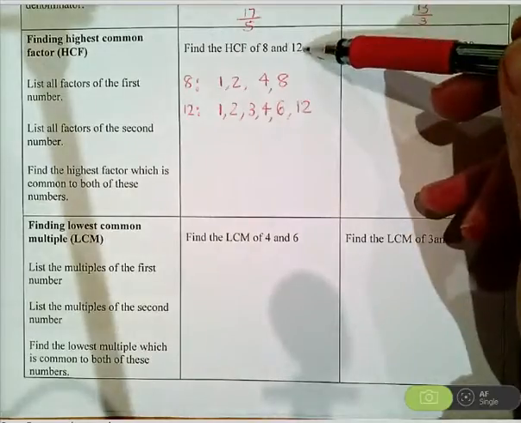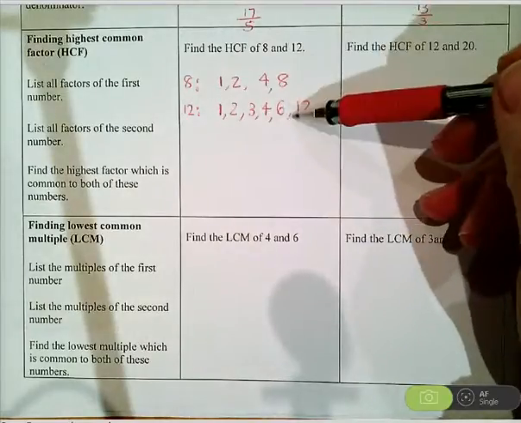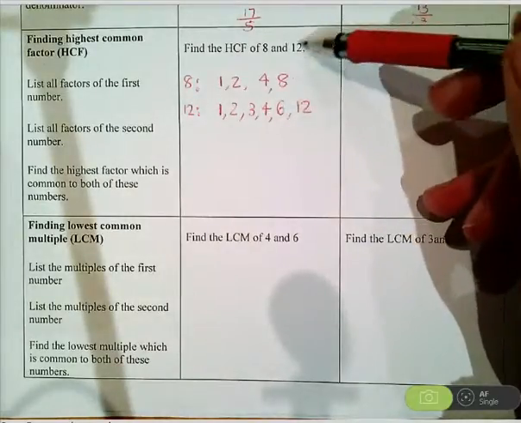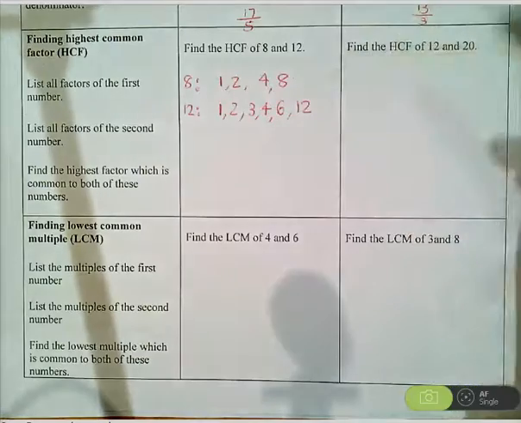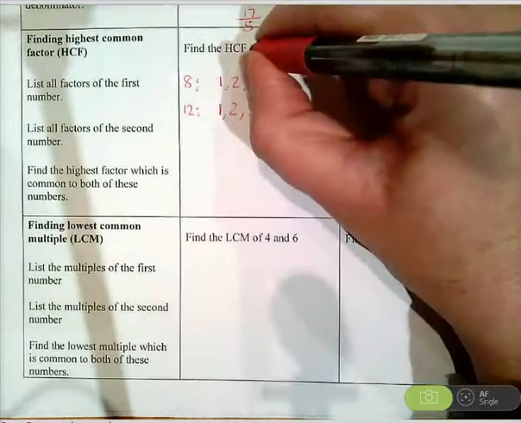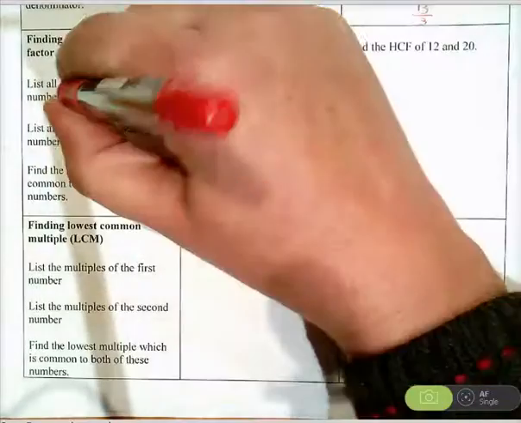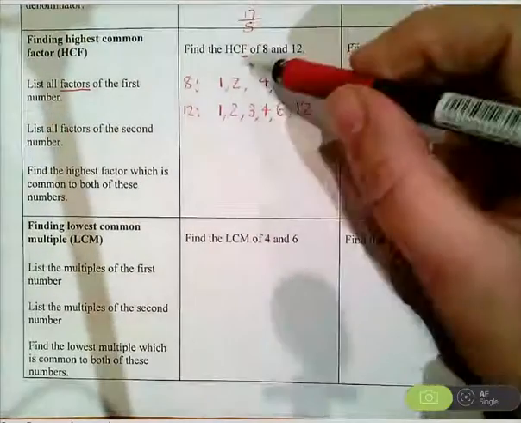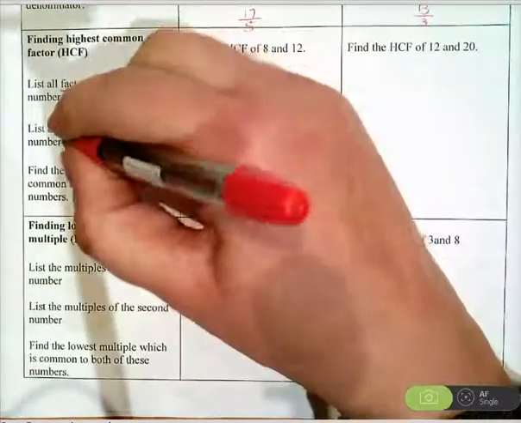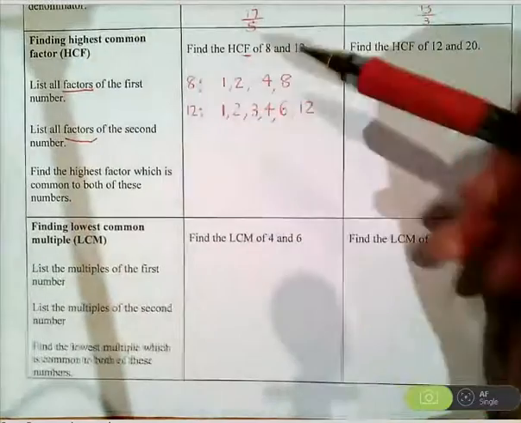Now 5 does not go into 12. We've got 6. 7 does not. 8 doesn't. 9, 10 or 11 do not. So therefore we've listed all the factors of 12. So we've done the first step, which is to list all the factors first. And we've done the factors of both numbers.